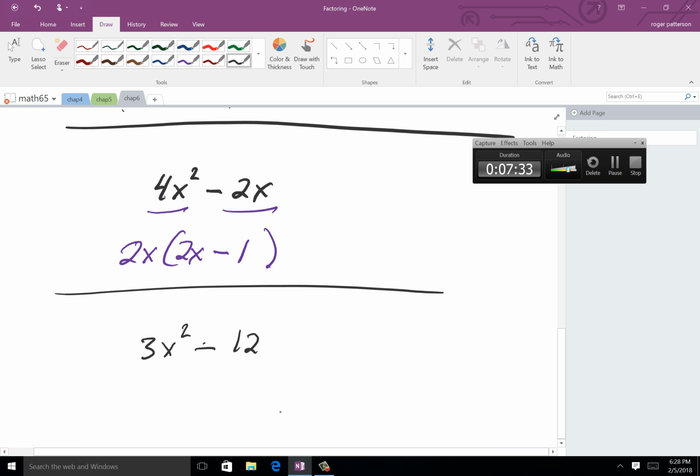Okay, so here's a situation where we have 3x squared minus 12. We need to figure out what we can take out of there. So what's common to both of these things? 3 is, right? So we can take a 3 out. Can we take an x out? Why not? Yeah, because there's not another one. There's only an x squared here. We don't have an x on this one, so we can't take an x out. We can take a 3 out. And what are we left with? X squared minus 4. If I distribute this back in, I end up with this thing.